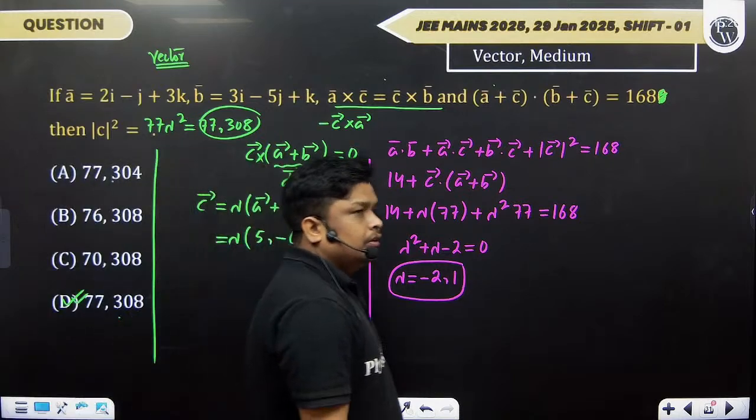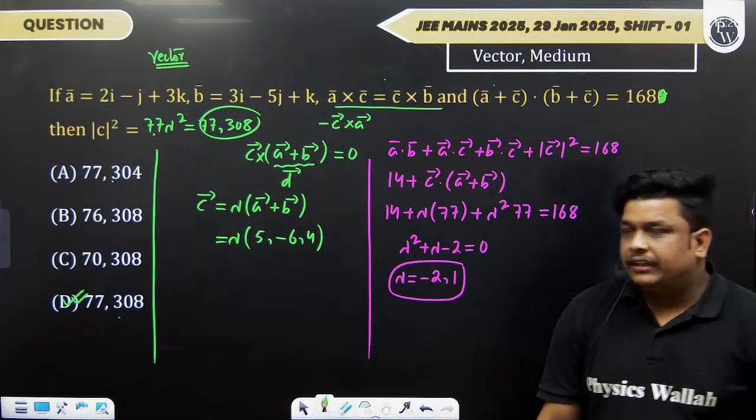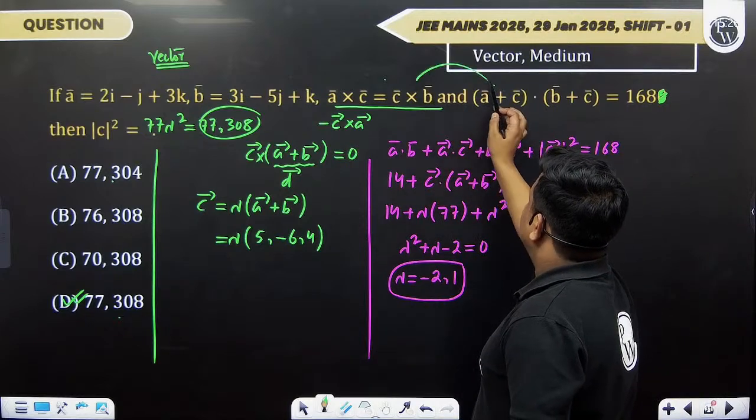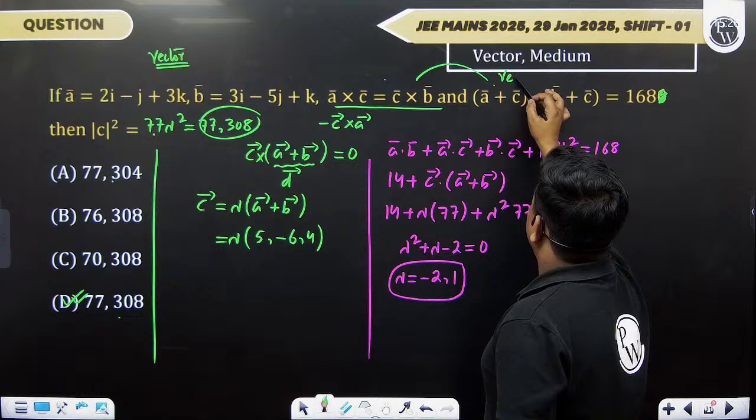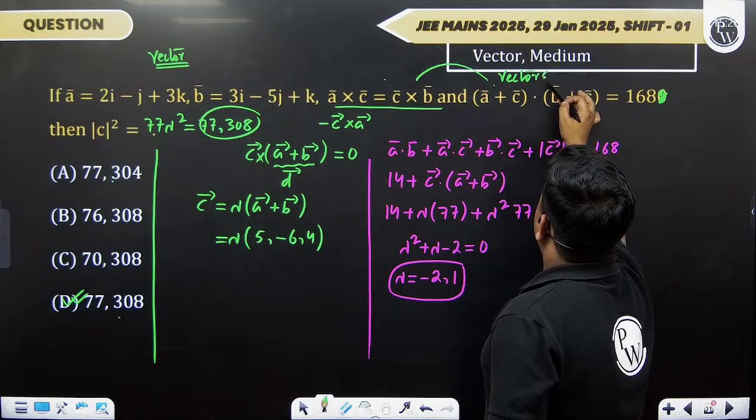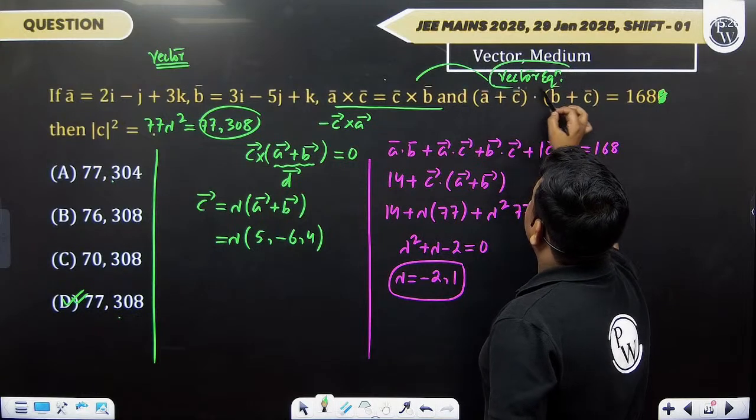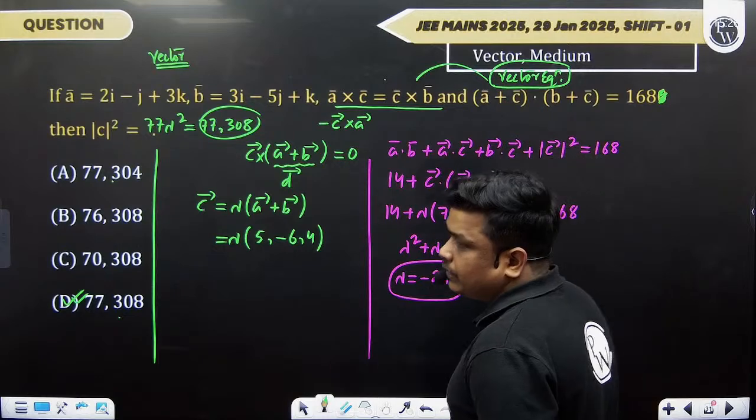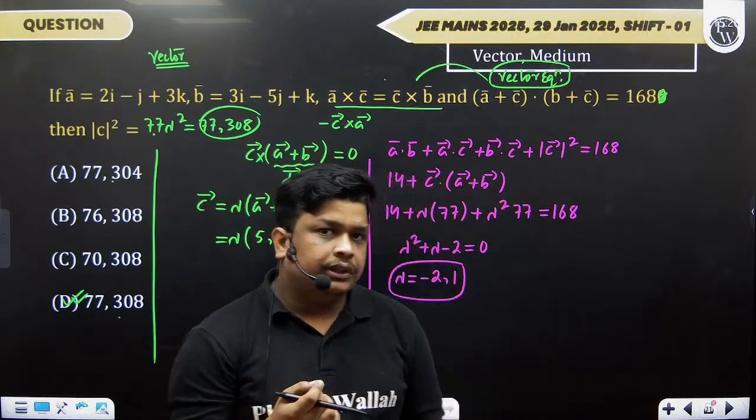So this is a very good question from vector. These are questions which come every year. These are from vector equations, simultaneous equation solving, where we use dot and cross product to solve a question.